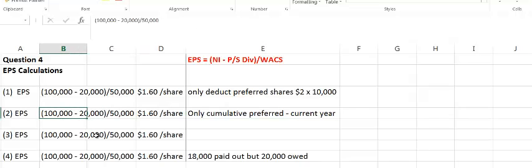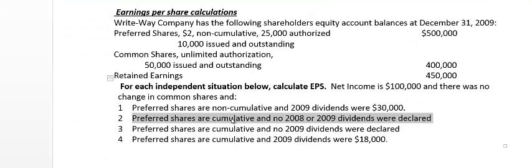So even though the dividend was not declared, we still deduct that preferred share dividend, and that's 20,000. So in order to calculate our EPS, we're going to use the same formula, net income less the preferred share dividend divided by our weighted average common shares. So you can see when you plug those numbers in here, it's going to be $1.60 per share. So again, you need to remember that if the preferred shares are cumulative, you deduct only the current year's dividend entitlement whether they're declared or not. In this case, even though they weren't declared, we still deduct the current year, which is the 2009 dividend.